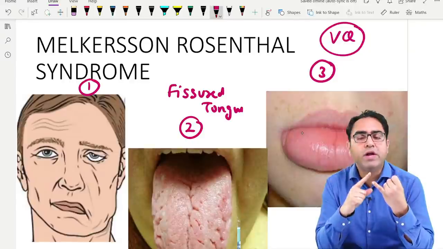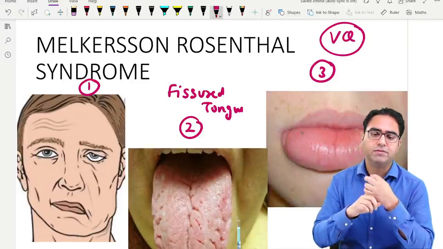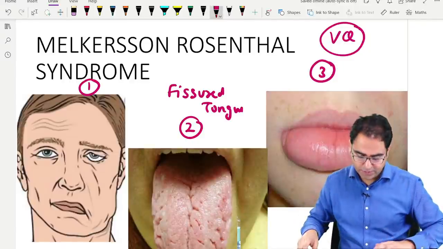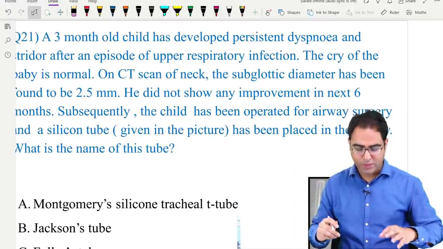There is a triad of recurrent facial paralysis with fissure tongue and lip swelling. Okay, there are four triads of ENT. Let's go further. Now, larynx question.